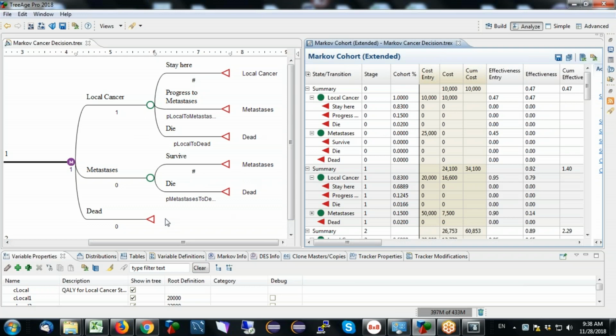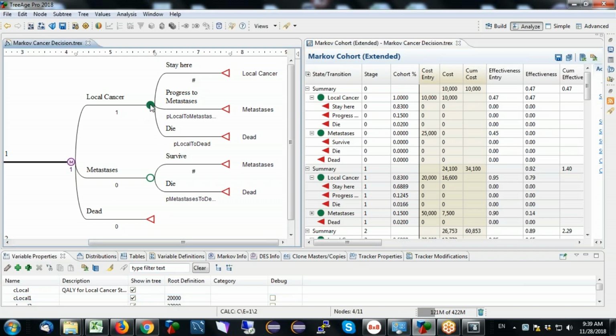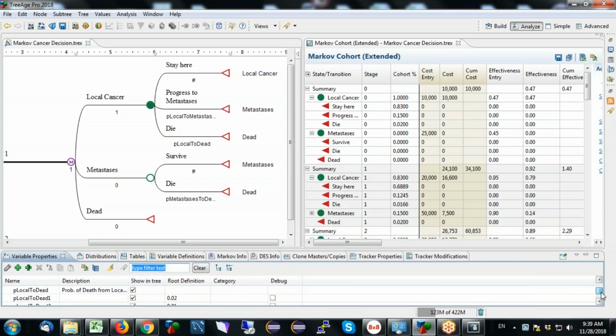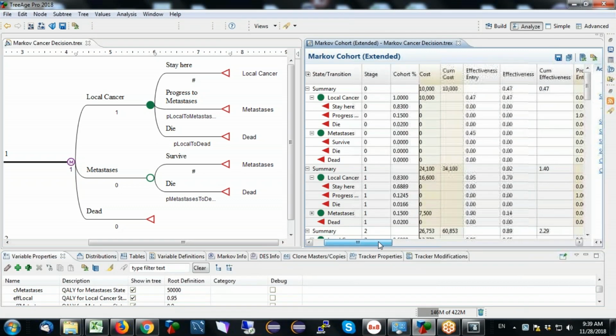It's not just the flow of the cohort. We also need to make sure that our values are accumulating correctly. So for example, in the first cycle, the cost for local cancer is $20,000. So anyone in this state is accumulating $20,000 worth of cost. And the utility, if I go down a little bit, EFF local is 0.95. So what do we see out here in the report?